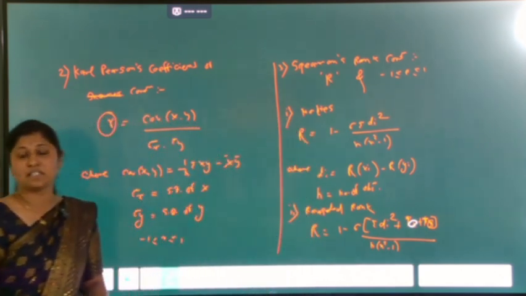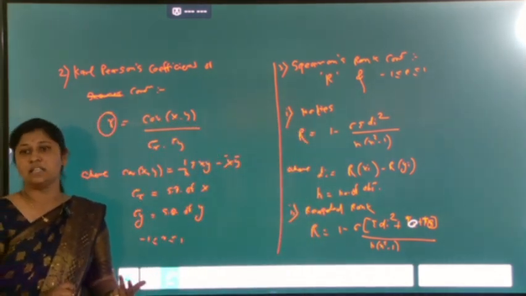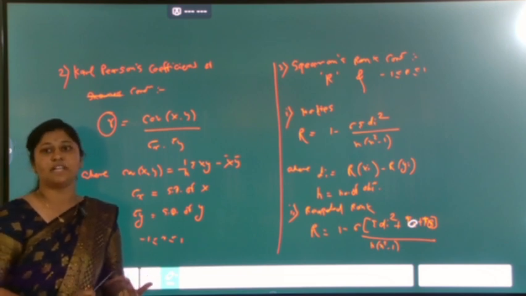Today we discussed the concept of correlation, their types and methods of detecting correlation.